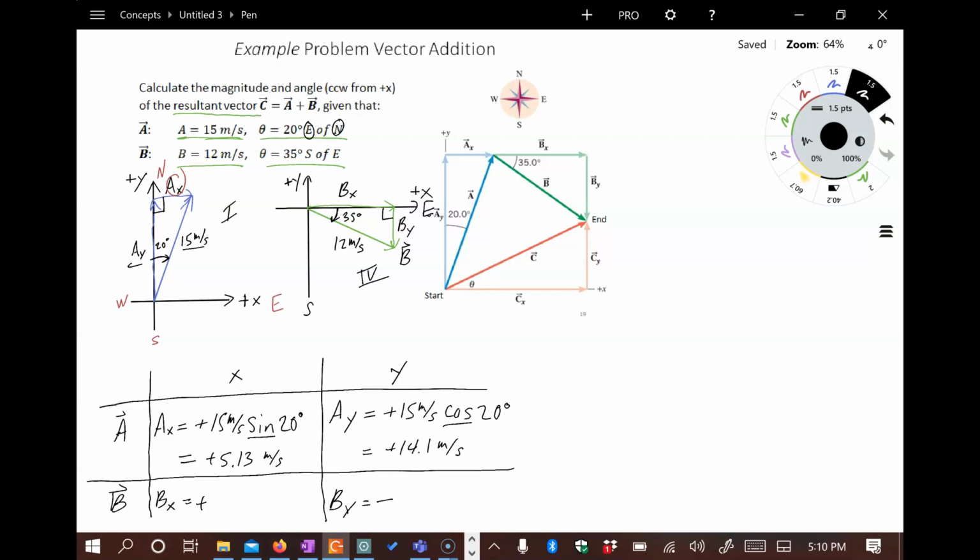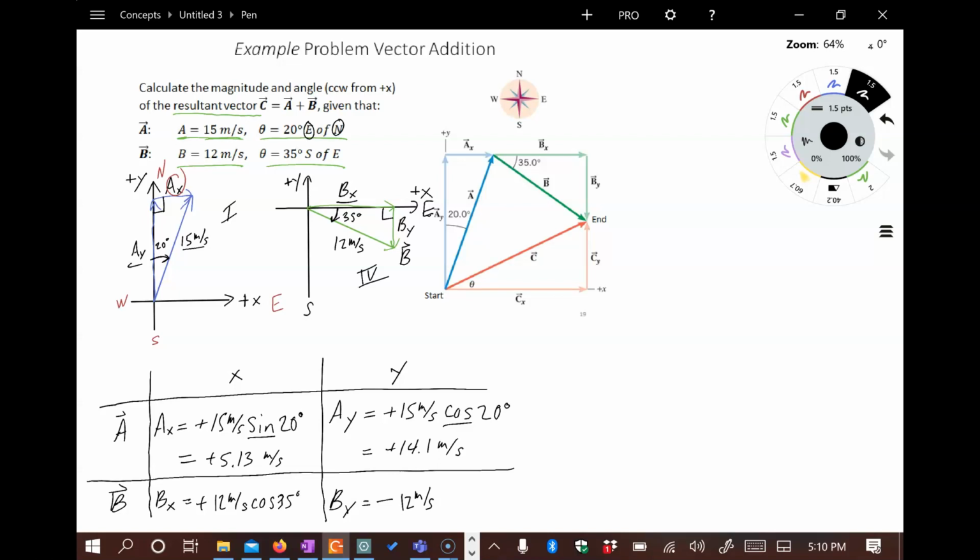Next, write down the magnitude: 12 meters per second, 12 meters per second. Look at your equation now. Let's look at BX. That is adjacent to 35 degrees, so that's cosine for this triangle.